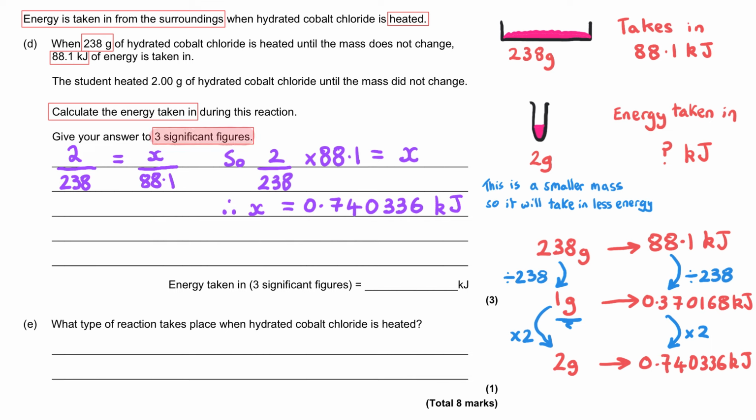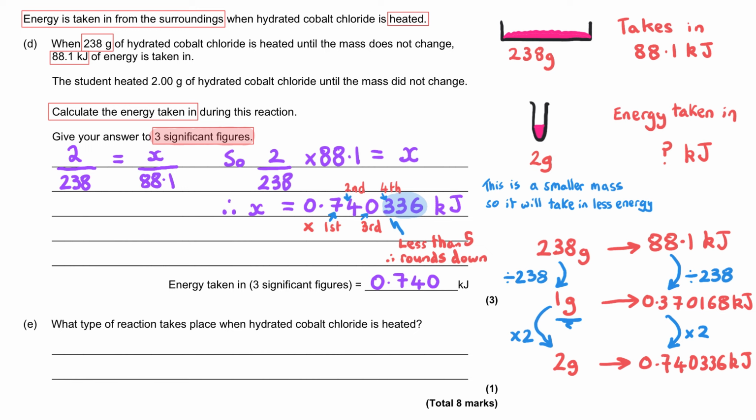Now, we've been commanded to report this to 3 significant figures. And so when you're dealing with a decimal that has got 0 at the beginning, we need to remember that that 0 does not count as a significant figure. The first significant figure is the first non-zero value. So in other words, the 7. And so we need to take away everything after the 0.740. We check that the number after the 0 is less than 5, which it is, it's a 3, and so that rounds down rather than up. And so our answer here is 0.740.